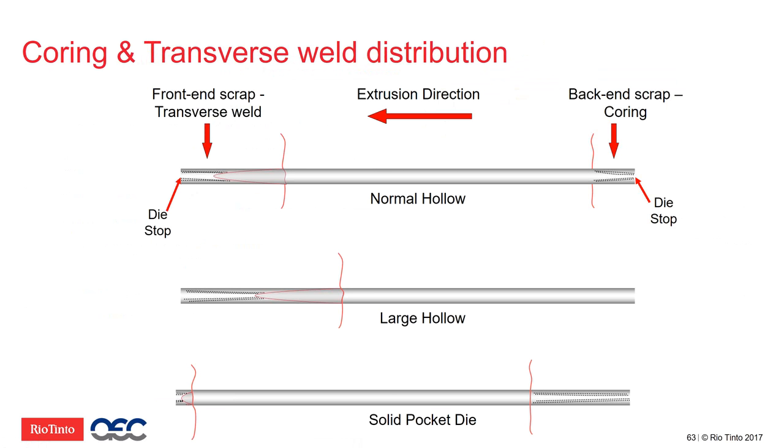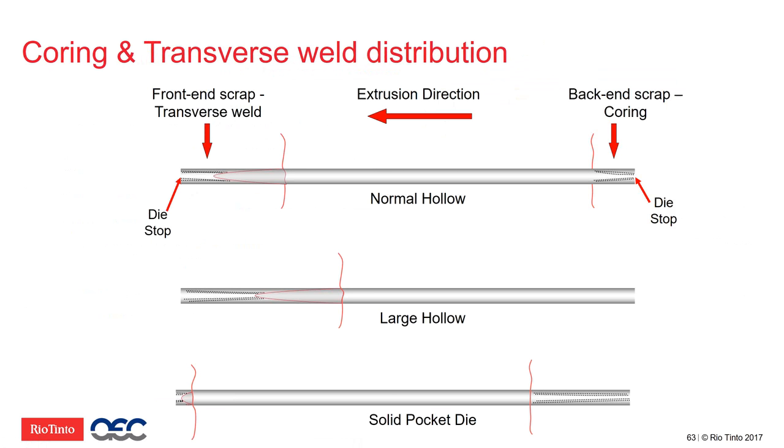And of course, the other way around completely, the bottom one, this is for a solid profile with a pocket die. So basically, there is almost no volume of, let's call it dead metal, stuck inside the die. It's just flat out. And so in this case, the coring on the front is extremely thin, and most of the coring will come out at the end of the push, right? And the transverse weld in those cases is usually very, very thin. So you can see here that, again, that's why there are formulas that can be easily used to estimate as much as possible the length and position of either the transverse weld or the coring for each and every die setup, because it will change each and every time.